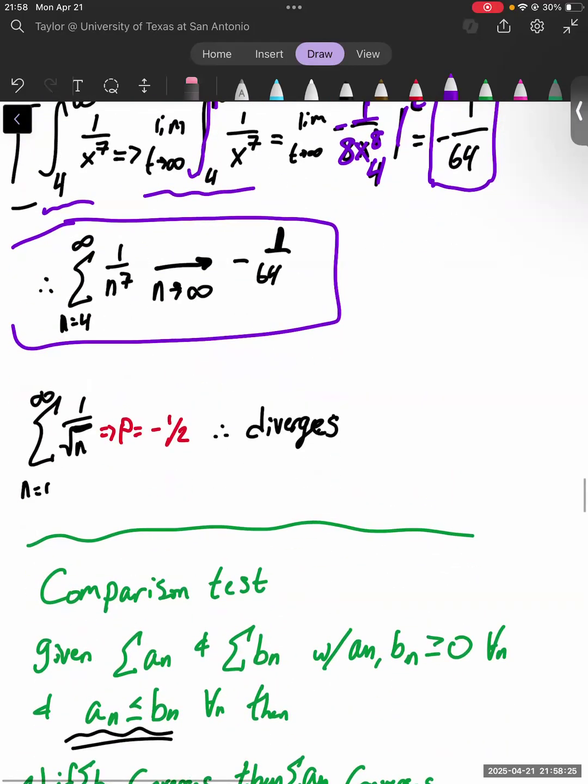So for a case of the second condition, I have the series n equals 1 to infinity of 1 over square root n. In this case, this can be rewritten as 1 over n to the 1/2. And in this case, our p is less than 1. Therefore, it diverges. And we're done.